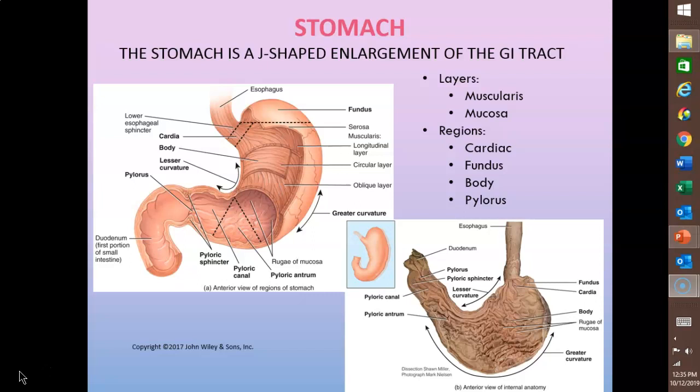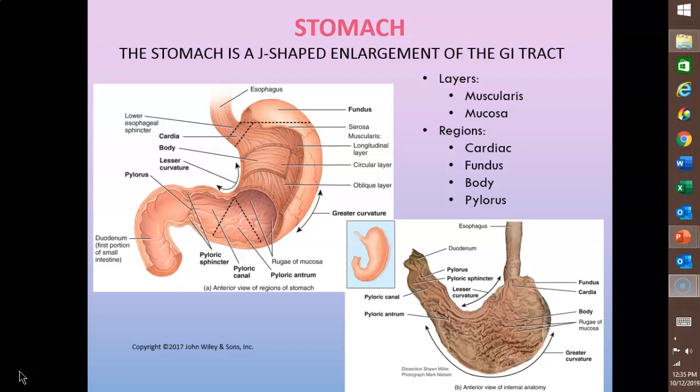So when the stomach is empty, if you look at the lining of the stomach, there are lots and lots of folds called rugae. Those rugae, the folds in the material you can think of, allow for distension as that stomach fills.